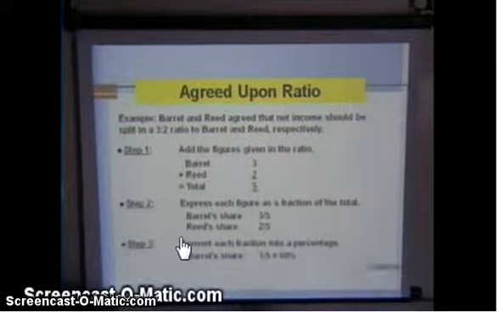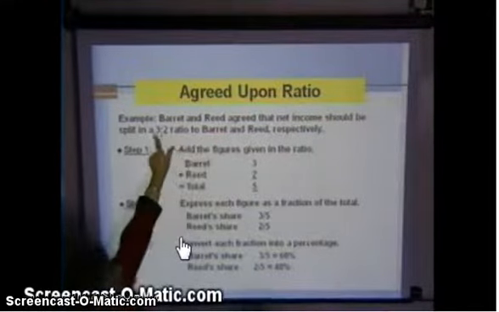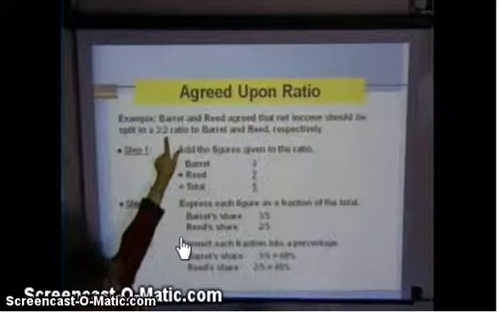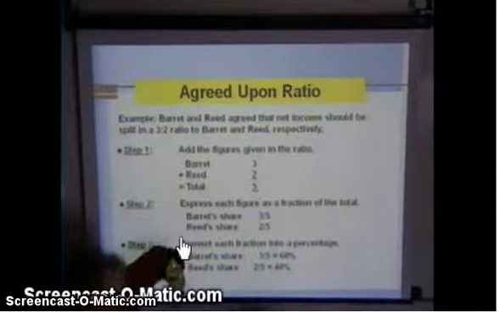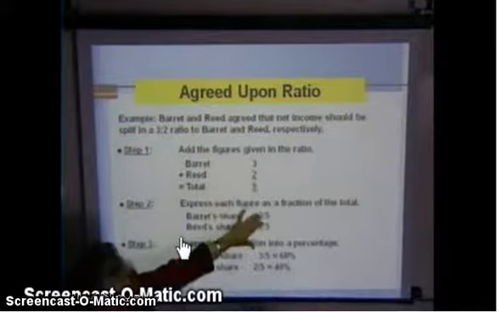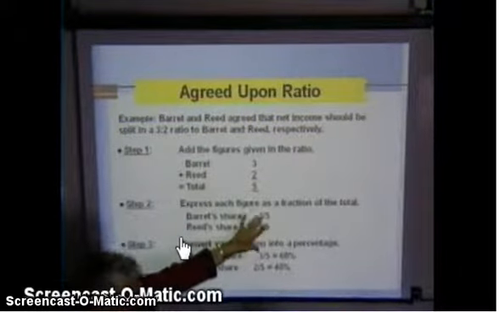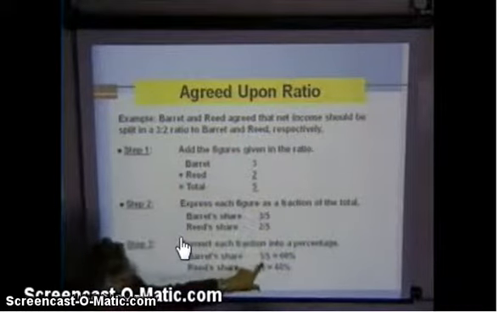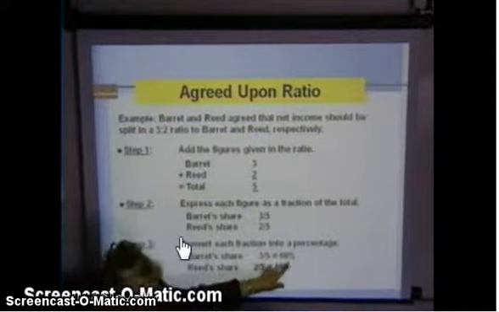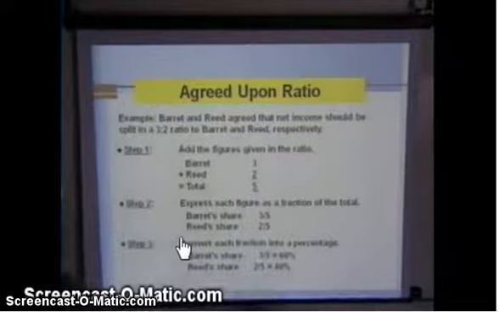We can do a percentage, 60%, 40%. Does everybody follow that? If it's based on the 3-2, which is how you'll see it expressed, then that means one gets 3 parts and the other gets 2, so you have a total of 5 parts. Then you can make it into a fraction if you need to. One of them gets 3/5 of the total. Or you can make it into a percentage, which is easier to work with. Multiply your percentage times your amount to see how much each gets.